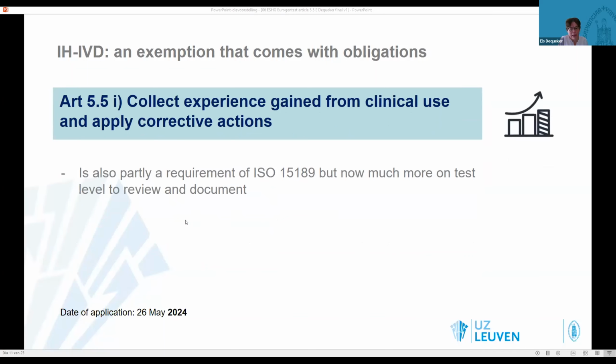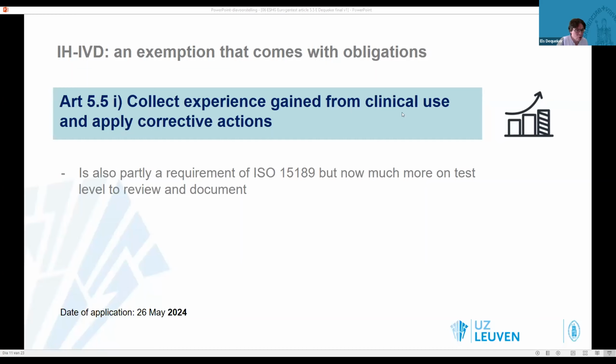We need also to collect experience gained from the clinical use and apply corrective action. This is also something that is mentioned in the 15189 standard, but there we are looking more globally and not always at test level. Now we need to say on a regular basis, these are all the non-conformities related to this test, or related to these reagents that affect all these in-house IVD tests. So we reorganize our way of working in our quality management system to collect this information together, so that we can give feedback to our competent authority when requested.